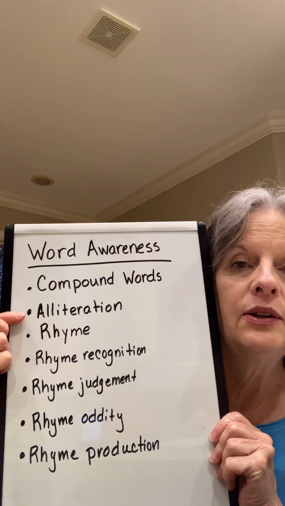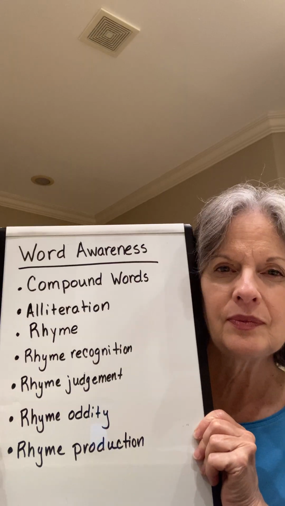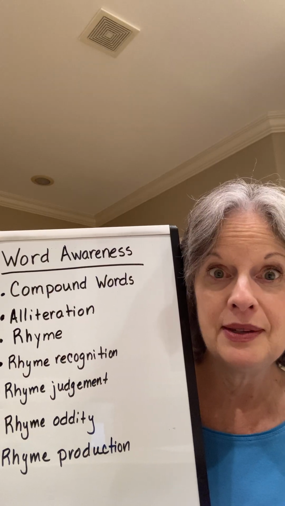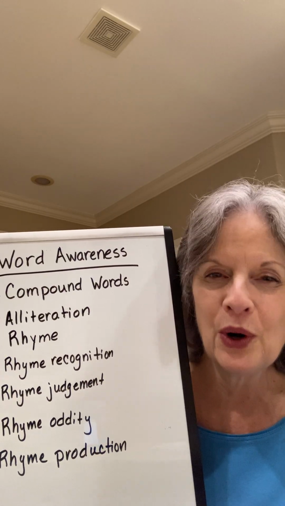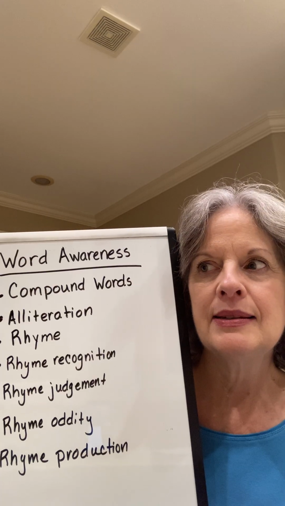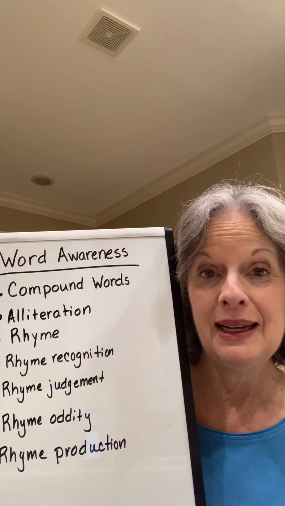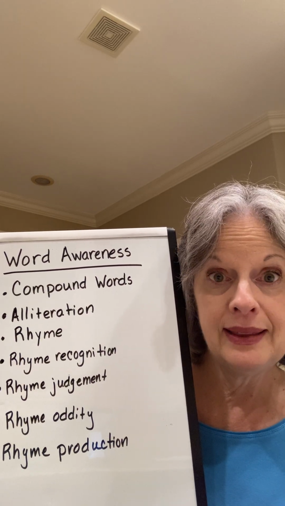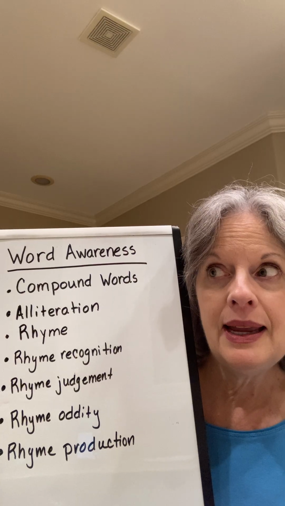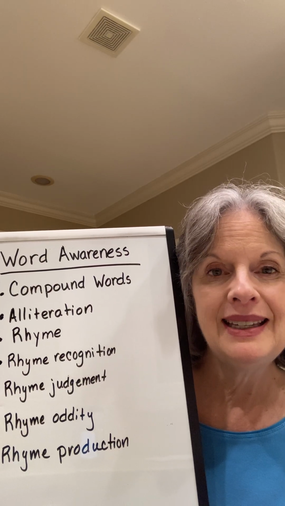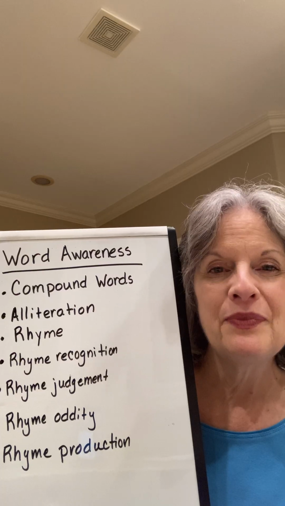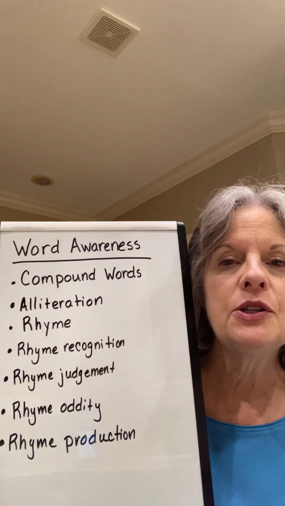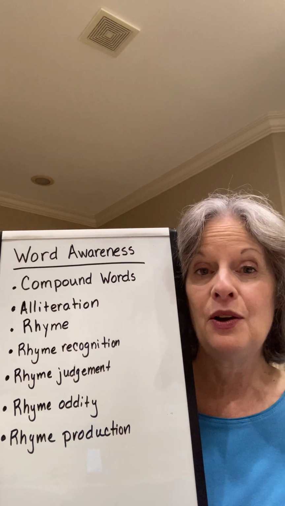Another good skill to teach them is alliteration. Alliteration is when every word in a sentence starts with the same letter, such as Peter Piper picked a peck of pickled peppers. What sound do you hear over and over again in that sentence, children? Yes, Peter Piper. They all start with what letter? That's the letter P. And so that helps them hear beginning sounds.